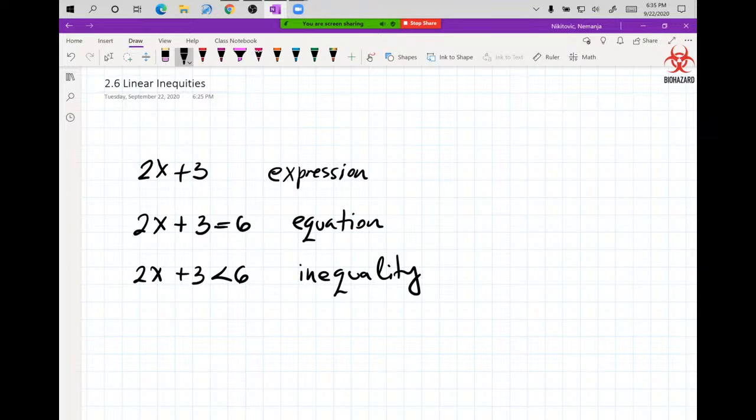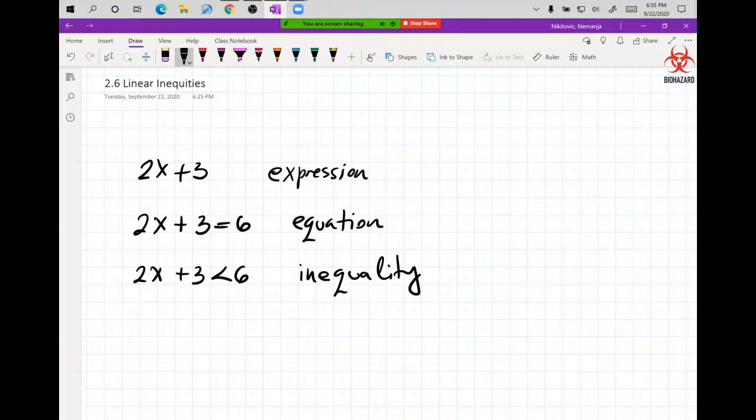2x plus 3 equals 6 is called the equation, and as you can see, it has a variable x, and because it has an equal sign, you can calculate x by subtracting 3, dividing by 2, so all of your tricks from before. So you can solve the equation and get x equals, in this case, 3/2 or 1.5.